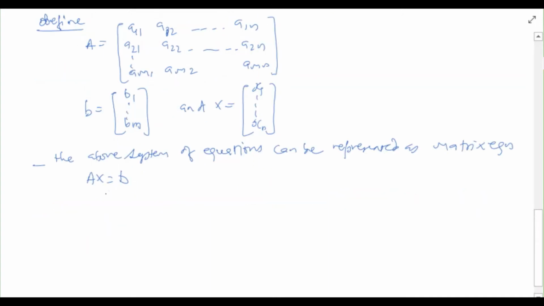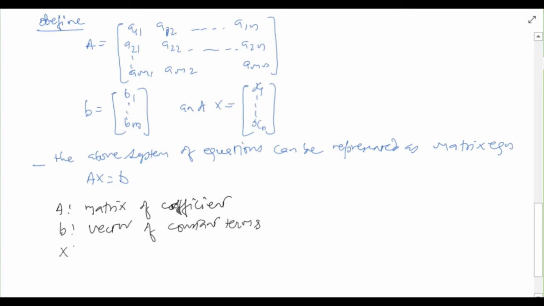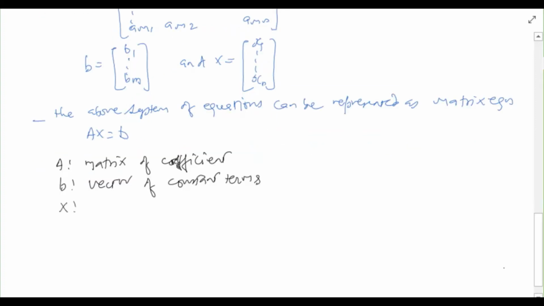Following the terminology for a single linear equation, here A is called matrix of coefficients, b is called vector of constant terms, and x is called vector of unknowns or indeterminates.